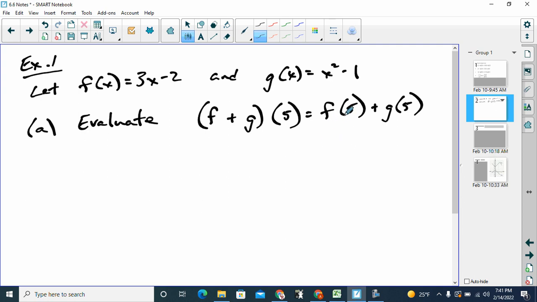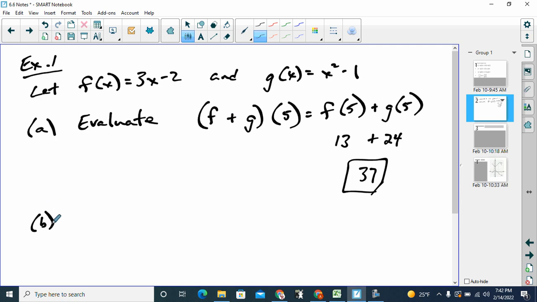f(5), we've evaluated functions like that lots of times. That means go to f(x) and plug in 5 for the x. So that would give me 15 minus 2, which is 13. g(5) means go to g(x) and replace the x with 5. 25 minus 1 is 24. And adding 13 and 24, (f + g)(5) is equal to 37. We could do the same thing if that's minus or times or even divided by.